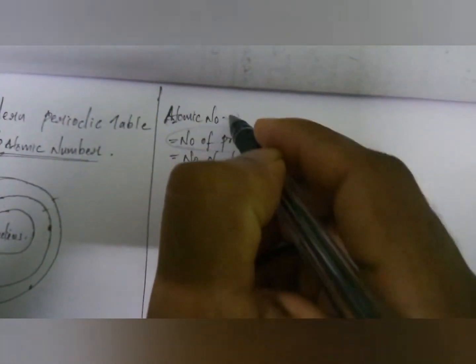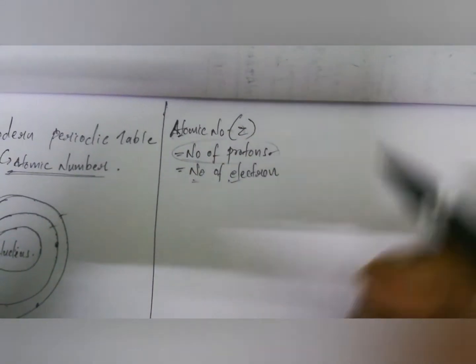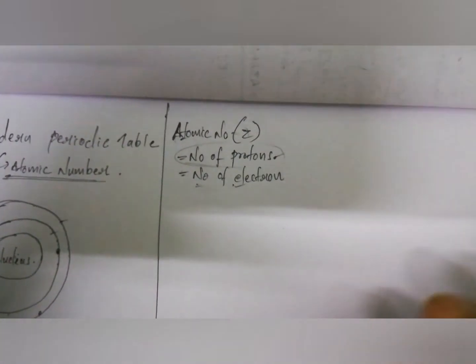The atomic number is represented by the letter Z. Simple.